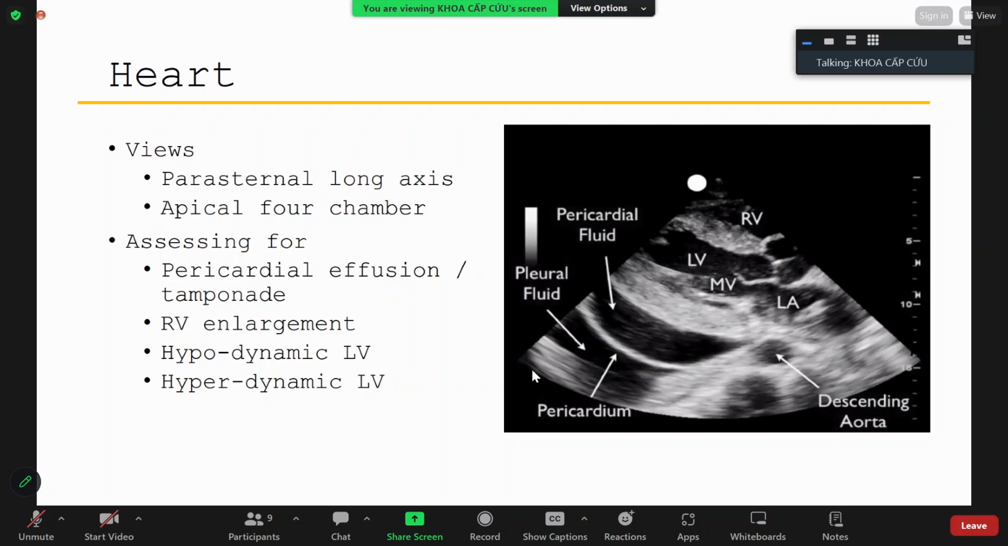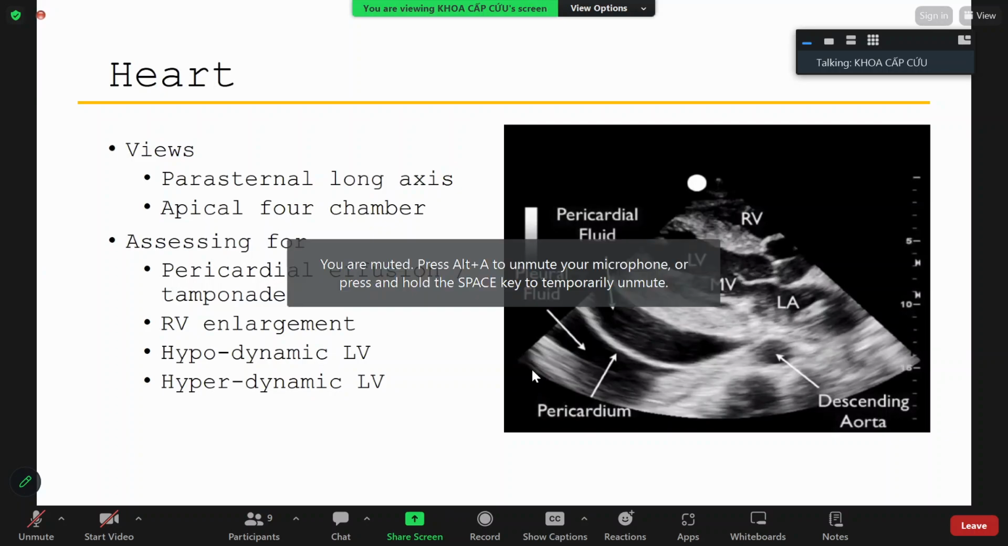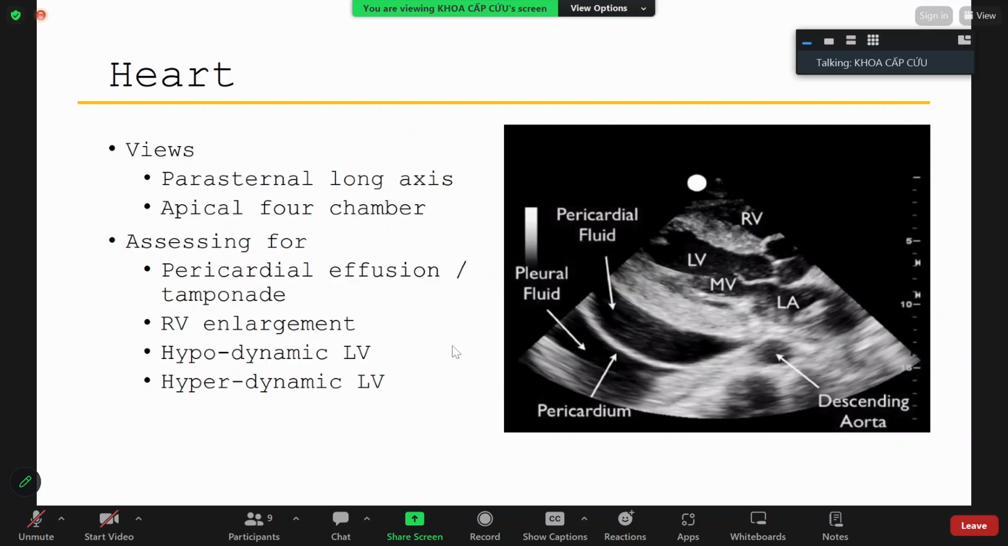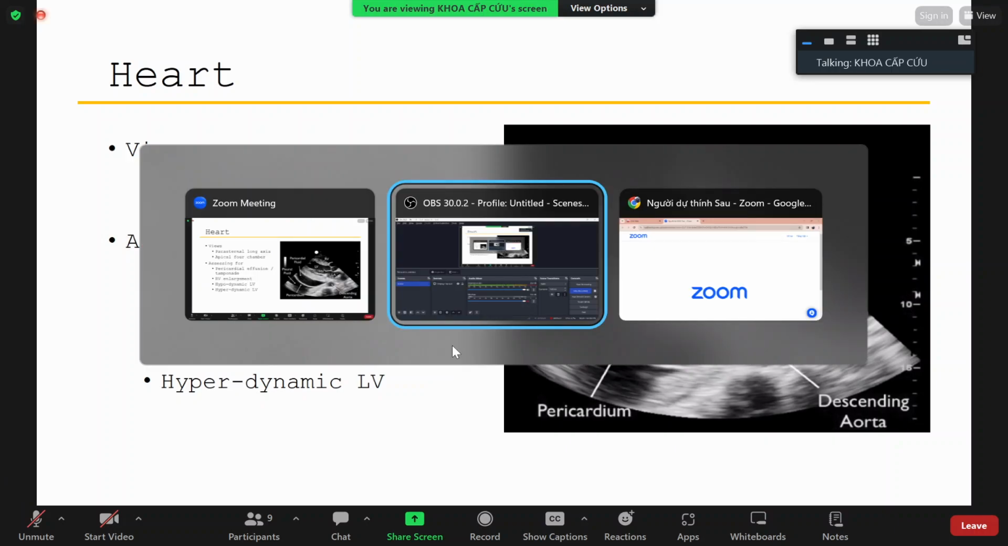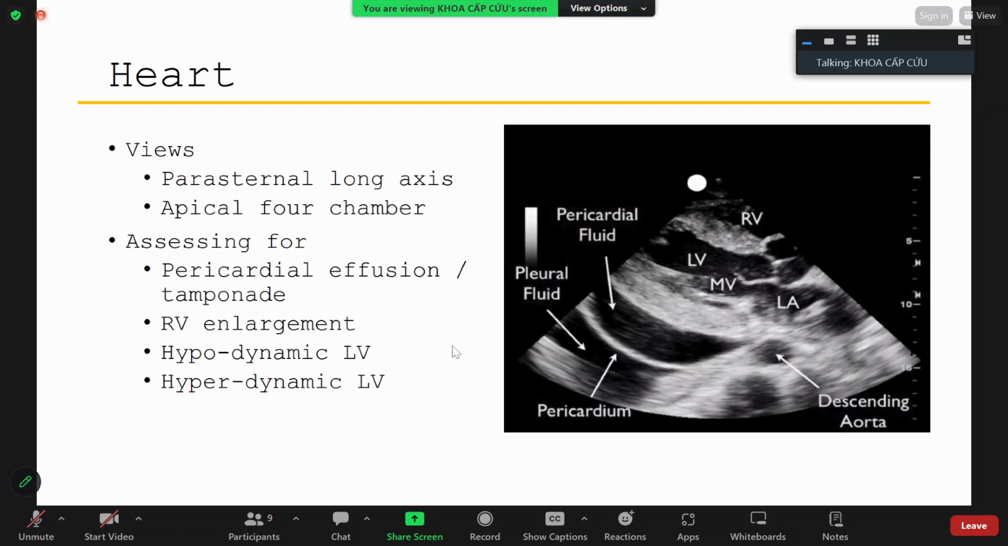Causes of shock that we're looking for on the heart exam are pericardial effusion, like this patient has here. You can see in the bottom left corner that little arch of fluid around the heart. And then we're looking for signs of cardiac tamponade. Does anybody know what signs we're looking for on ultrasound that may indicate that a patient's in cardiac tamponade? I can also just tell you and we can talk about it later.